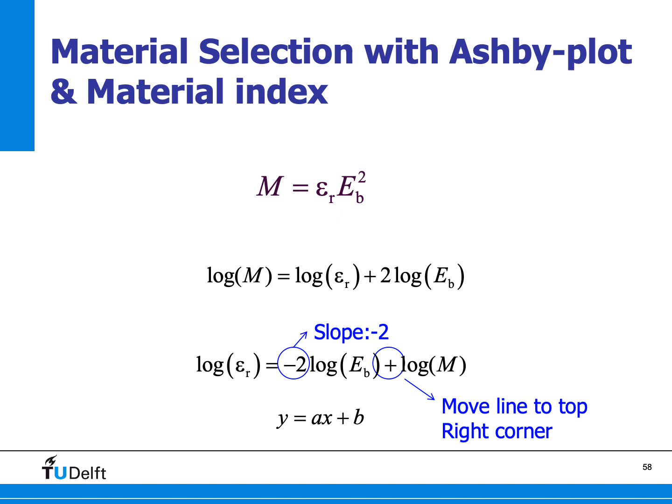and then we see here that the slope of the line, here represented by this A, should be -2, and on the x-axis we had the logarithm of the electric field at breakdown, and we see here a plus sign in front of this term, and that basically means that we have to move the line to the top right corner, and that was exactly what we had done in the previous slide.